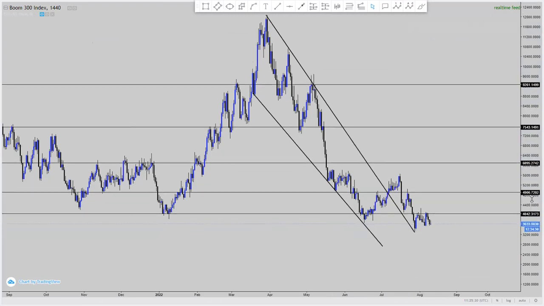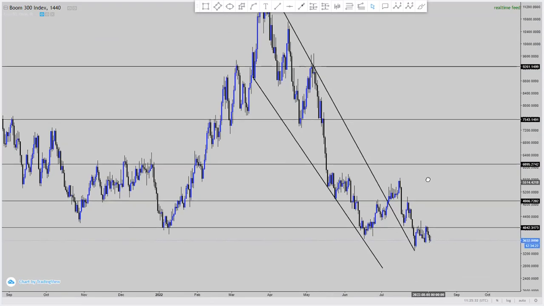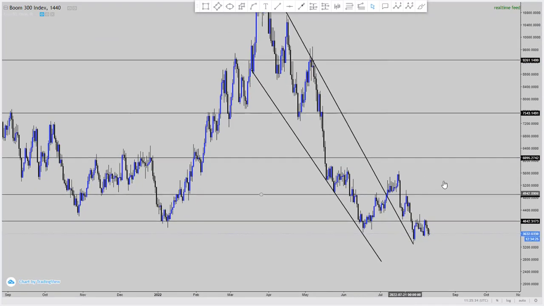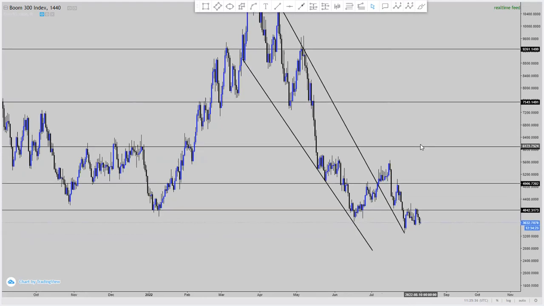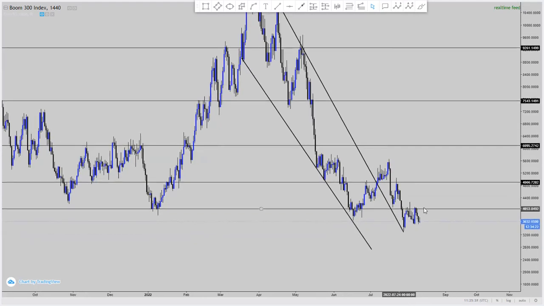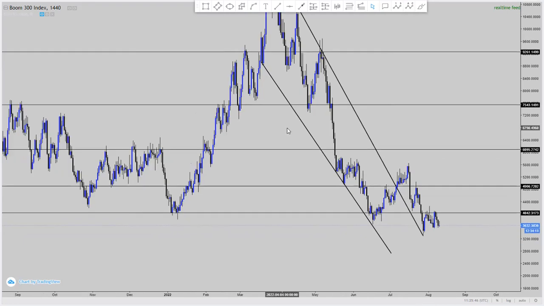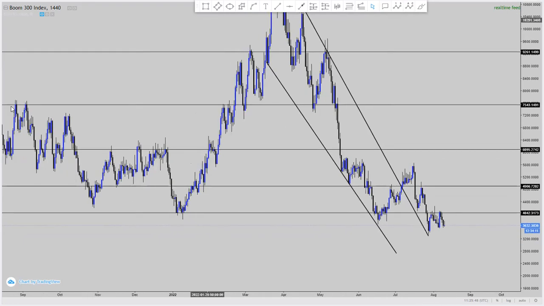So we have two retests, but the problem right now is that we currently have a resistance where price is, where the market is. That's a level of resistance. So where the market is, it's a level of what? Of resistance.